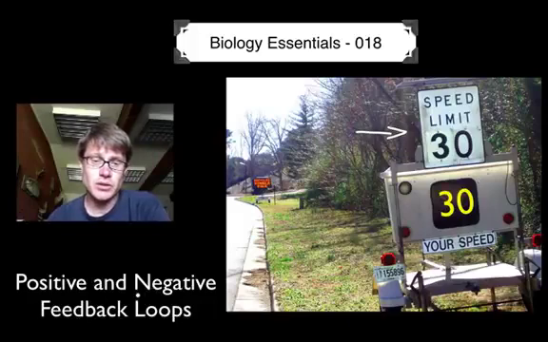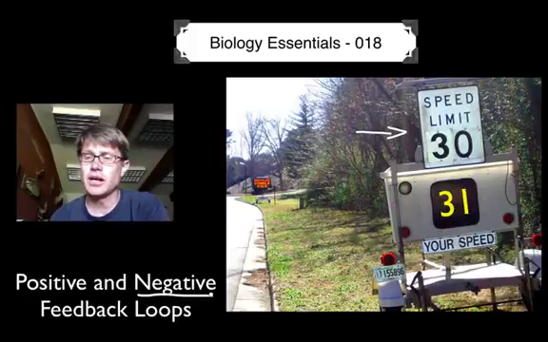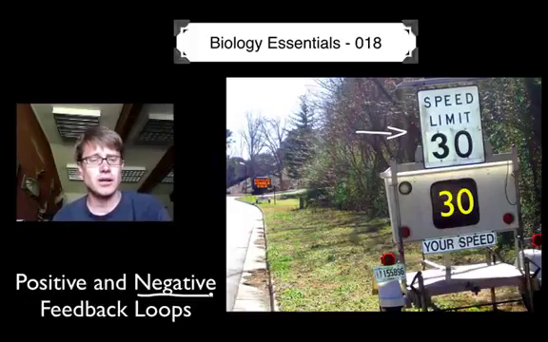Now what I'm showing you here is what's called a negative feedback loop. In other words, you'll dance around that point. You'll speed up, you'll slow down, and eventually you hit that point. So a negative feedback loop brings you closer to the target set point.